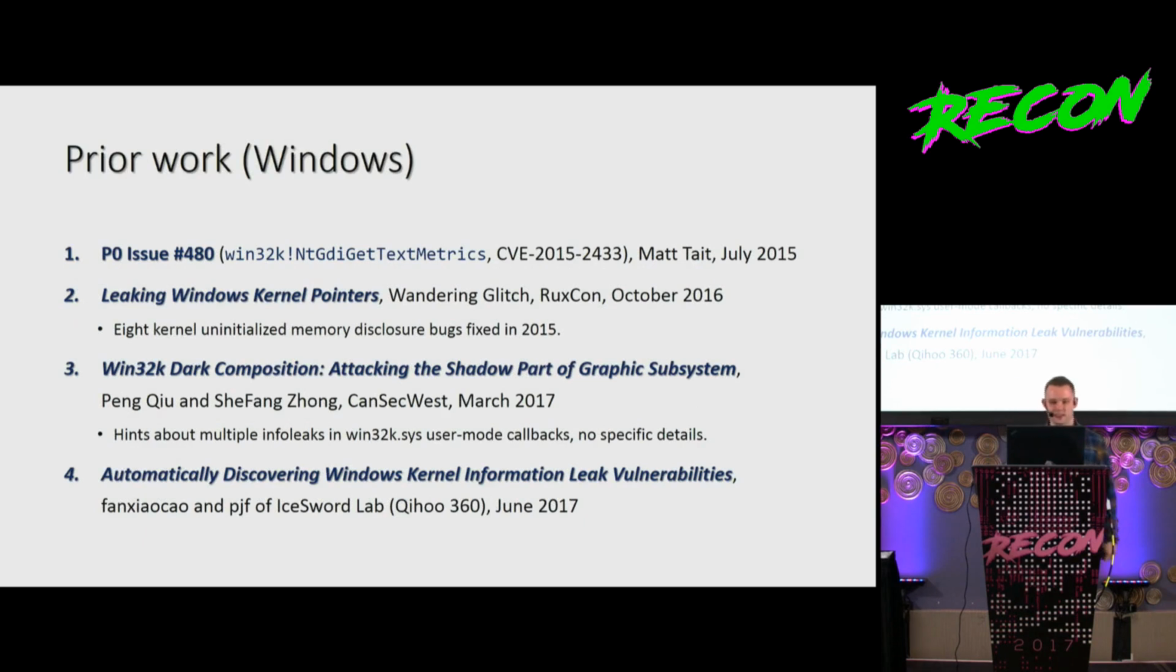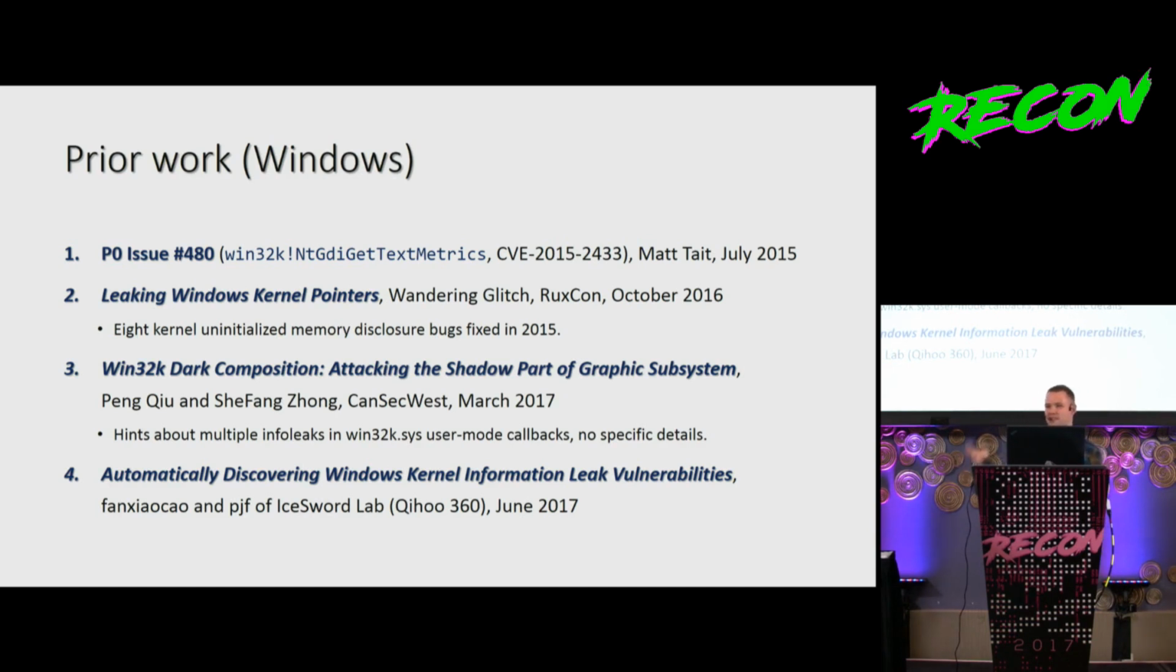When it comes to Windows, there hasn't been too much prior work. We have this Project Zero issue from July 2015. Then we have a presentation by the Wandering Glitch from last year called Leaking Windows Kernel Pointers, where he discussed 8 kernel uninitialized memory disclosures that were fixed 2 years ago. Then we have this presentation from CanSecWest this year, where a few researchers hinted that there could be some information leaks in Win32k in the implementation of the user mode callbacks, but they didn't really give any specific details.